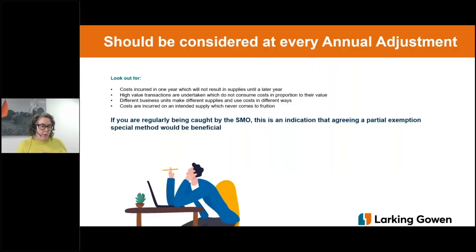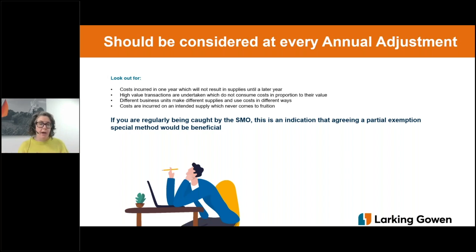So when do you need to worry about the standard method override? In theory, you should be looking at this every year when you do your annual adjustment. There are certain scenarios, though, when it's more likely that you're going to trip into the standard method override than others. So some examples there. Costs that are incurred in one year, but they don't actually result in any income until a later year. That might well be distortive if you're using an income-based method. Or maybe costs that you've incurred on an intended supply, but that supply never comes to fruition. So you've got costs, but no income ever comes to light.